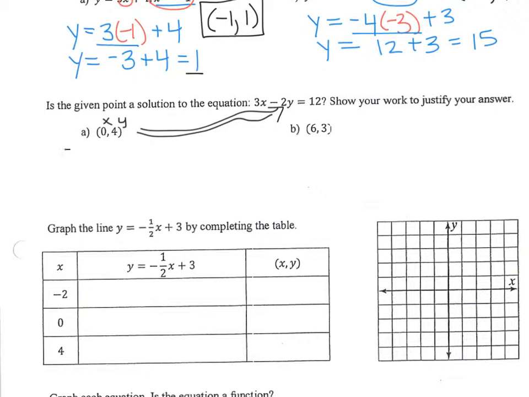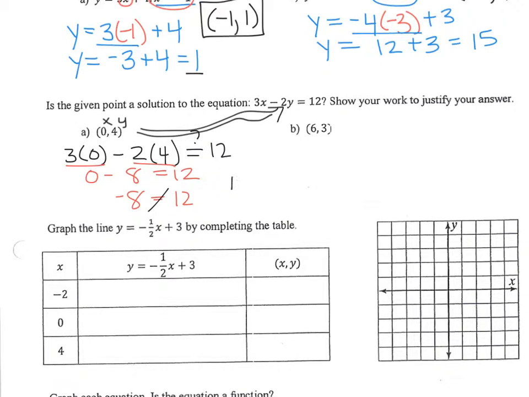So I do 3 times 0, because it's 3x, minus 2 times 4. Does that equal 12? So order of operations, 0 times 3 is 0, minus 8. Does that equal 12? -8 does not equal 12. Does not work. So no, it's not a solution.